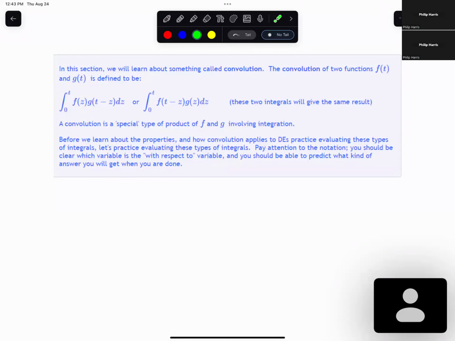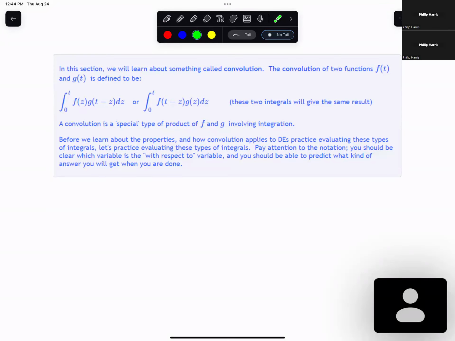It turns out, and we will look at this in the notes, that these two integrals end up with the same result. So either way around is a convolution integral. We can think of a convolution as a special type of product of f and g. It does involve an integration as well, but you can think of it as a special type of product. It will have certain properties that we are interested in terms of DEs and Laplace transforms. That's really where we're headed with this.